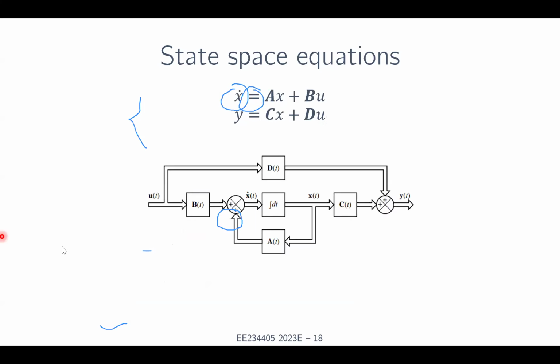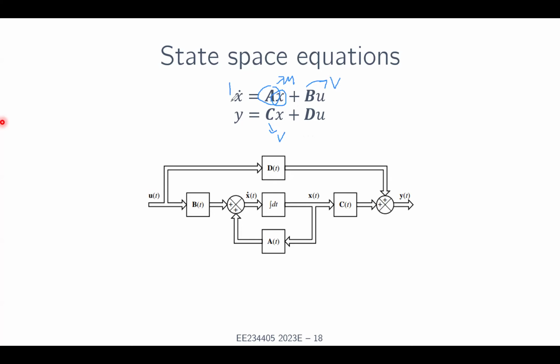So the equations are described as this: x dot is Ax plus Bu, and y is Cx plus Du. So this is the linear system. A is a matrix, B is a vector, C is a vector, and D is also a vector. Right? But again, the most important here is this one.